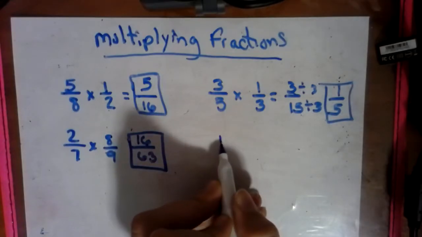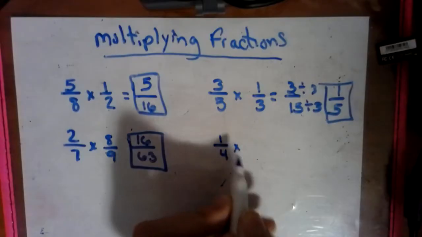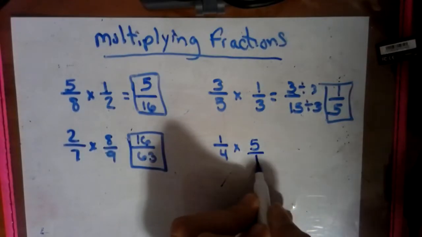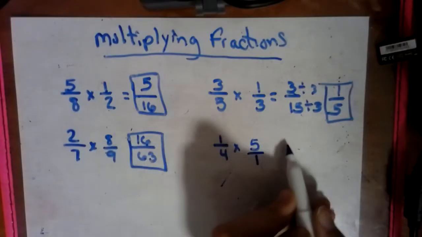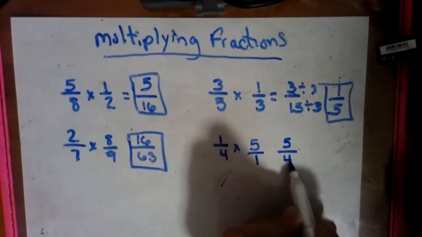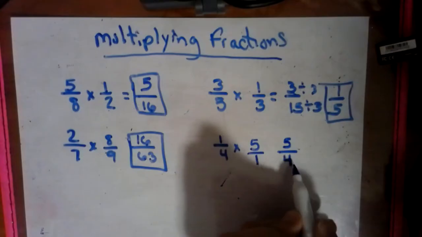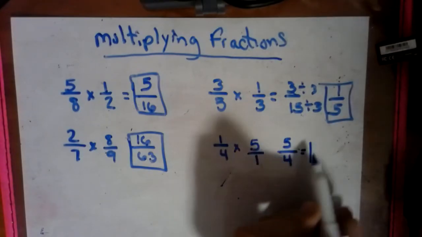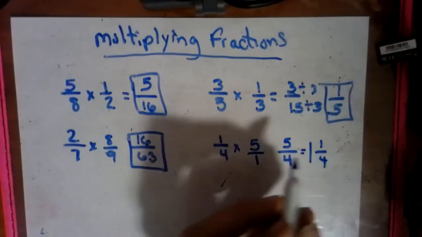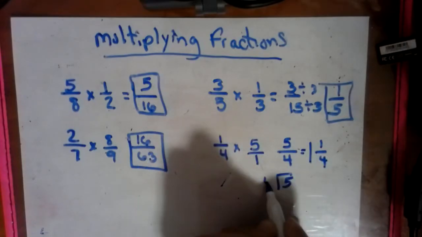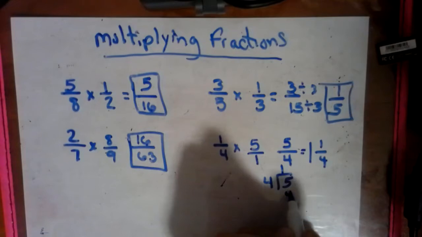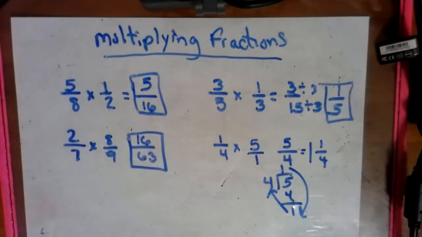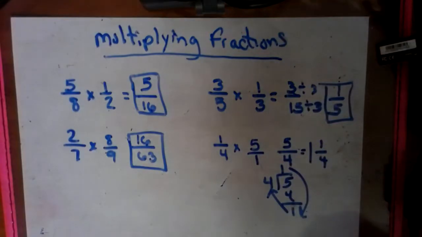If I had maybe 1/4 times a whole number, I would put every whole number over 1, and I'd multiply straight across and get 5/4, which is an improper fraction. So how many bottoms go into the top? We get 1. We have 1 left over 4. Refreshing your mind, looking at it like this, 1 and 1/4. Remember, all whole numbers go over 1.